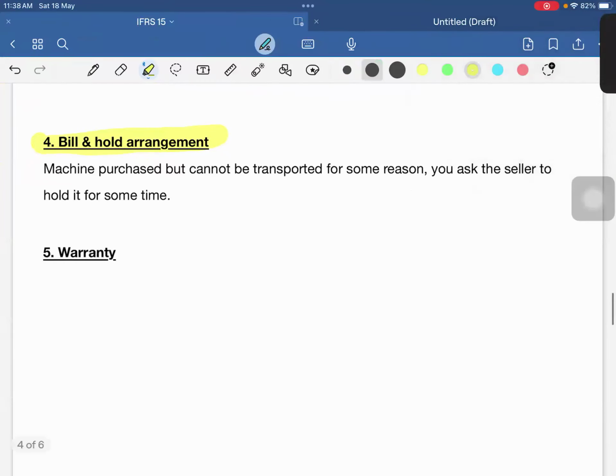The fifth one is warranty. Warranty is something that you have already learned in IAS 37 provisions. Since we are not dealing with IAS 37 provisions, I'm not going to go deeper into it.